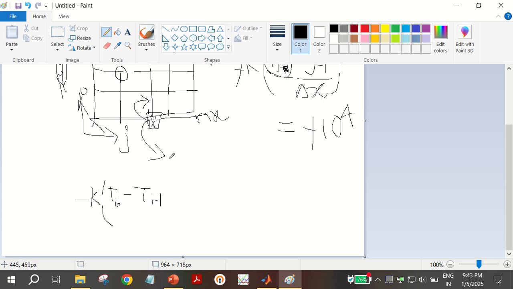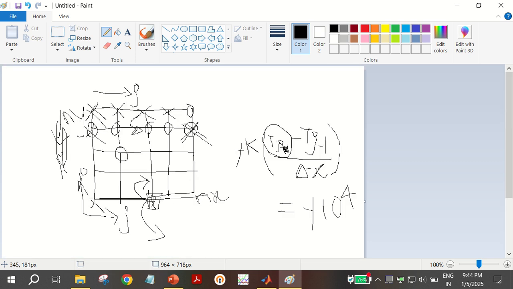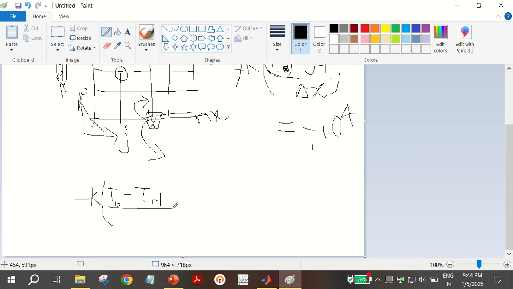You have to go down because you can't go up here, so it's a backward difference you have to do. (Ti minus Ti minus 1) divided by delta y, minus k dT by dy, is equal to h into (T of i minus T infinity). Okay, so that's the way.